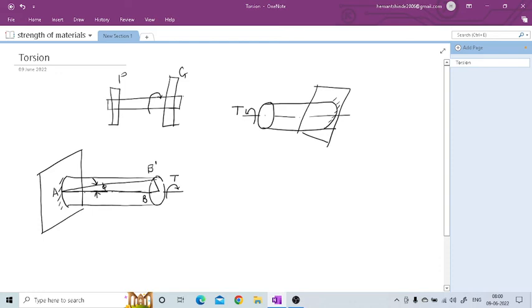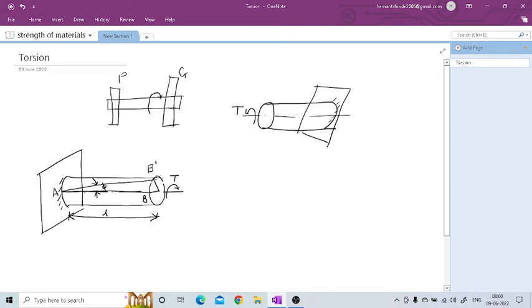I'll call this angle phi along the length. For this purpose, we will consider the length of this shaft as L. So AB is the original line along the length. After the twist, B will move from B to B dash. The angle turned will be phi.